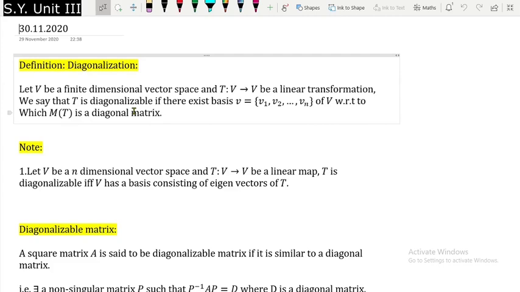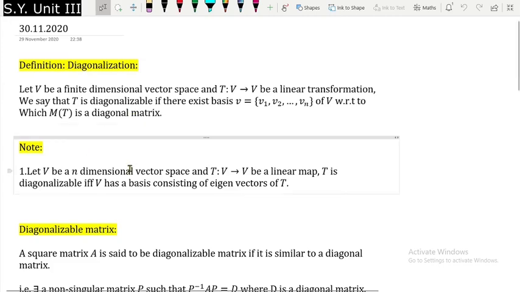Now the next thing is, it is quite a vague concept. I mean, it is very difficult to show that a certain linear transformation is diagonalizable. So therefore there is one note. A linear map is said to be diagonalizable if V has a basis consisting of eigenvectors of T. Okay, so this is the simple definition now. In other words you can say that a linear transformation is diagonalizable if V has a basis consisting of eigenvectors of T.